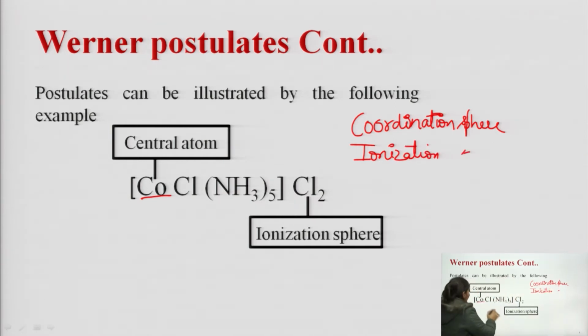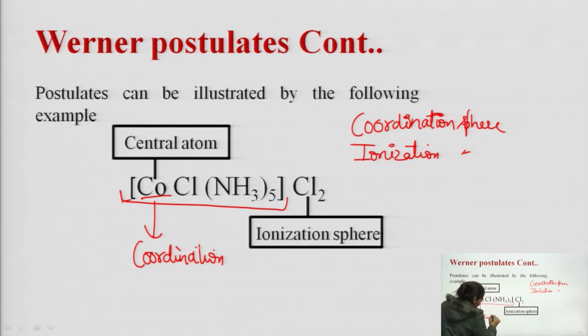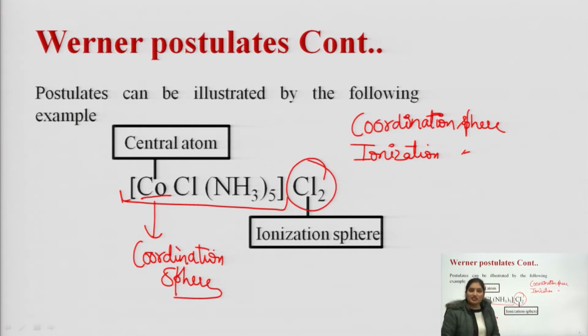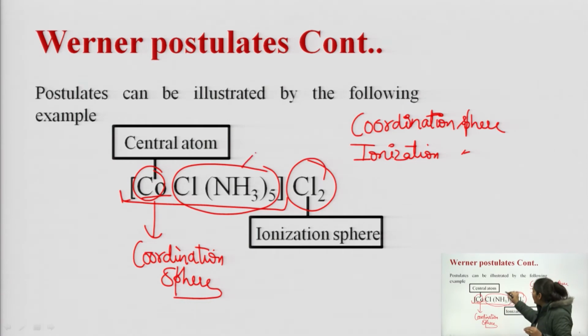So, in this, this is the coordination sphere, and this is the ionization sphere. In the coordination sphere there is a central atom, that is cobalt, and to this central atom or metal ion some attachments or ligands are bound, and these act as the ligands.